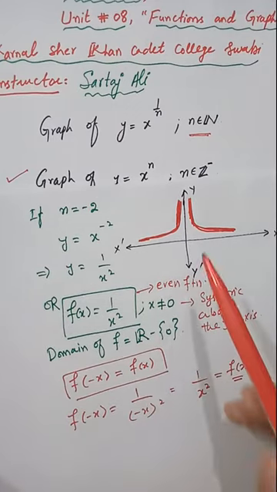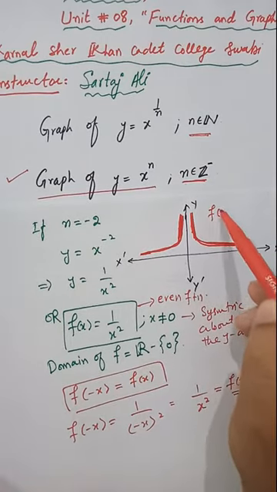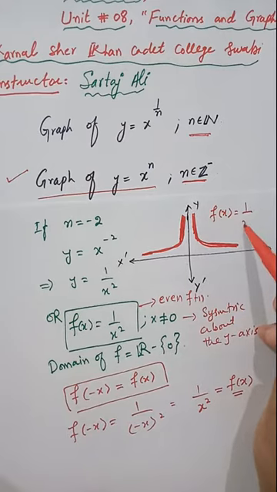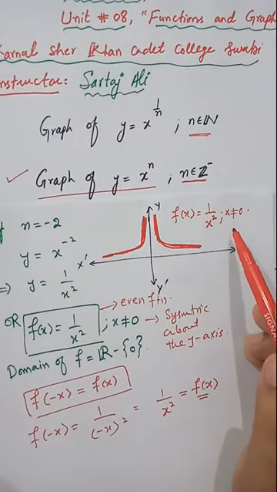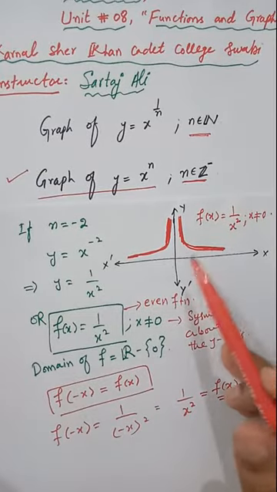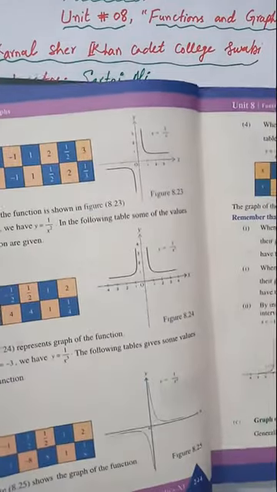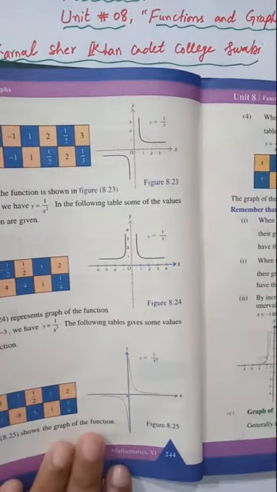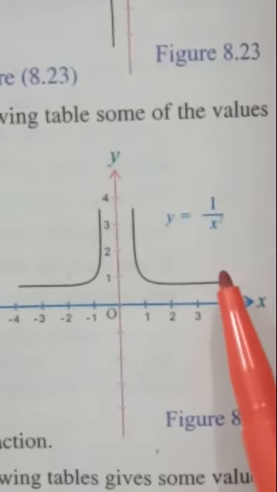And the shape of the graph must be in this fashion. F of x equal to 1 divided by x square, x is not equal to 0, because when you plug 0 into the argument, the function is not defined. So you must mention this. It means the set of real numbers is the domain except 0. So that is the graph of this function. You see it from the book also. Let's say I am zooming in. This is the graph of y equal to 1 divided by x square.